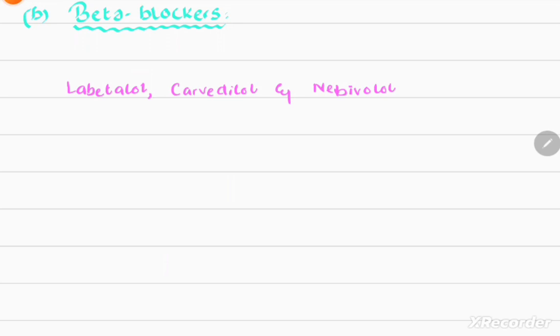Now, the next class is labetalol, carvedilol, nebivolol. All these are beta blockers. However, they also have vasodilating effects. That is why they are placed in a different group. So labetalol is available in the form of isomers. It has 4 isomers, and the formulation that is available in the market is a racemic mixture of all these isomers. Two of these isomers are relatively inactive.